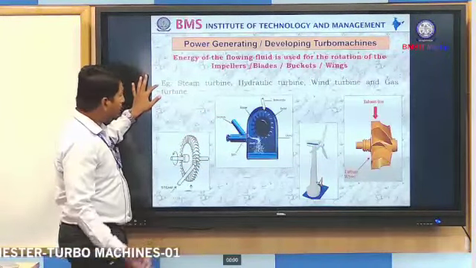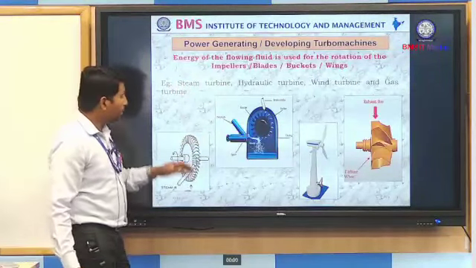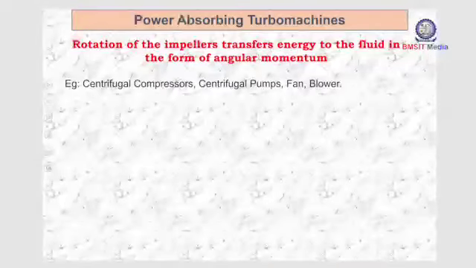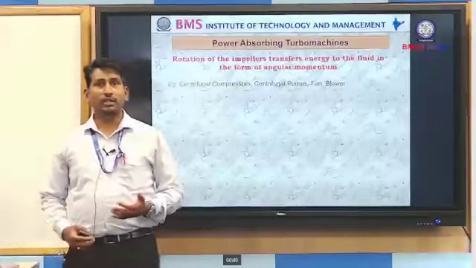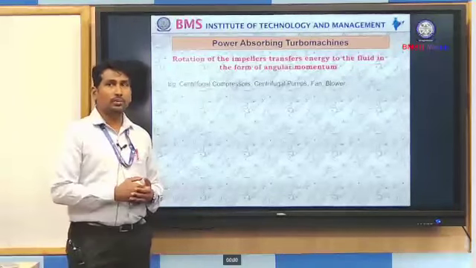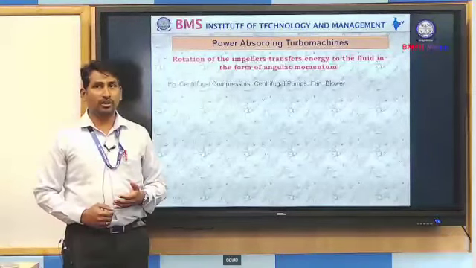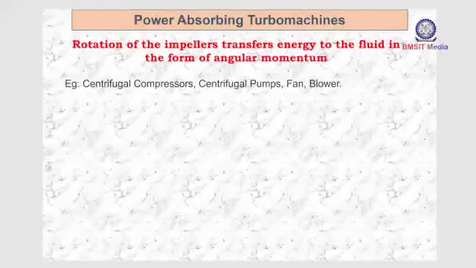Next classification is power absorbing machines. Now we have completed power generating machines. We'll go with power absorbing machines and see the examples for them. The power absorbing machines are those which absorb power and use that power to enhance the energy of the fluid. Either it may be air, gas or water.